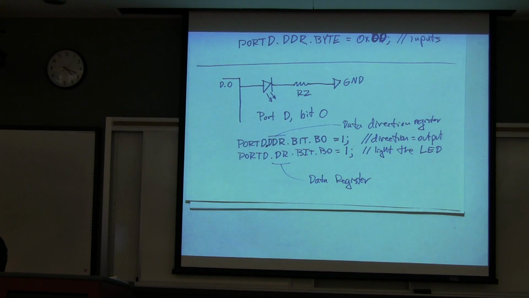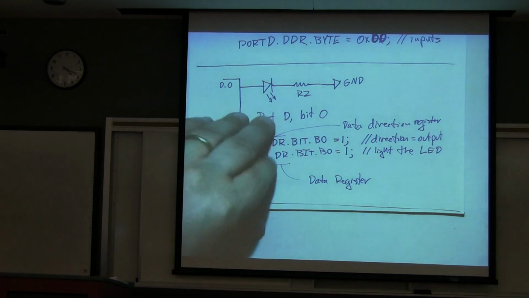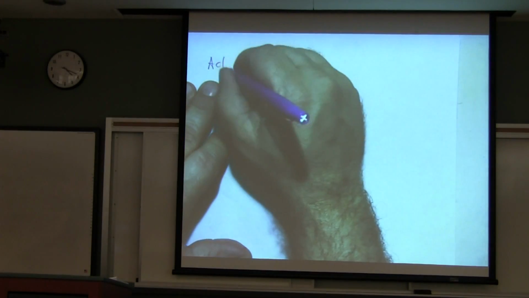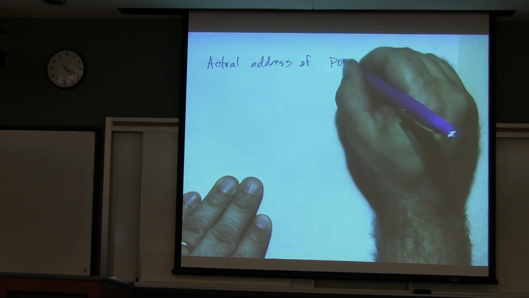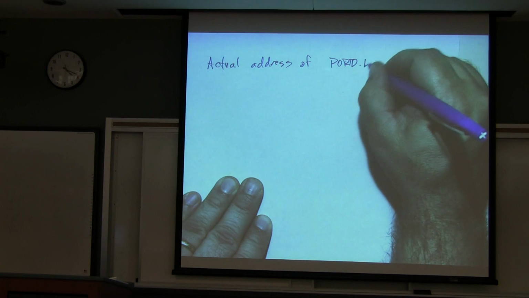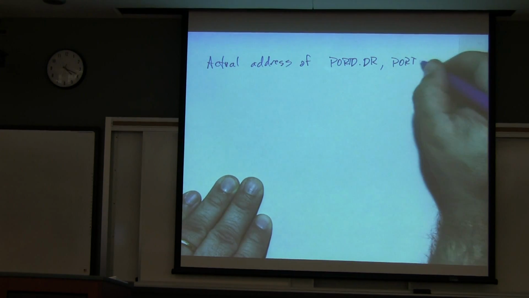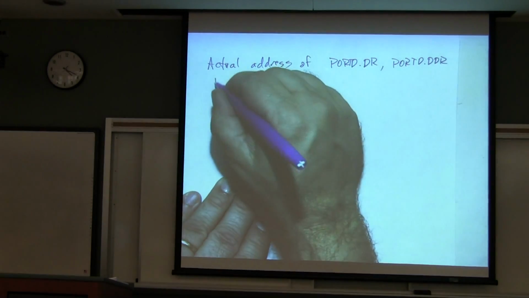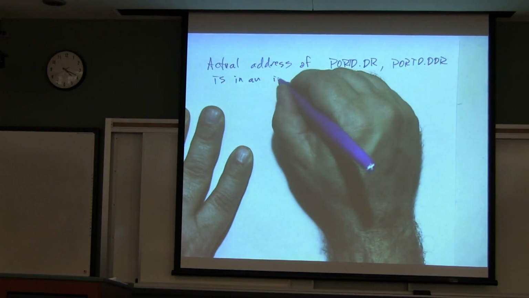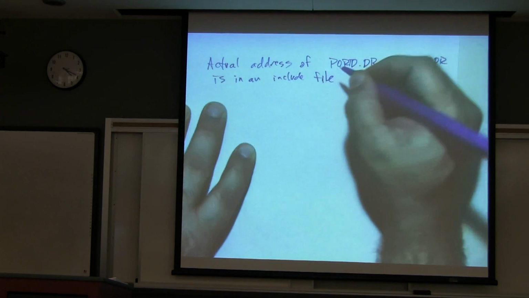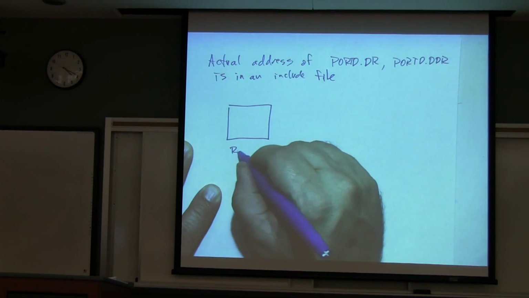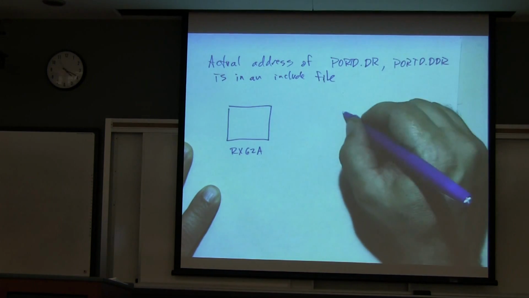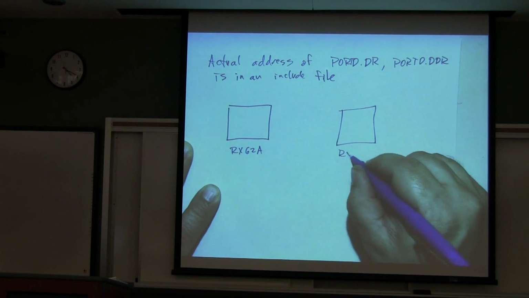Now notice what you don't have here. You have no idea what the address is, do you? So the actual address of port D.dr and port D.ddr is in an include file. Because imagine this. Let's say I have this wonderful part, and this is the RX62A, and I have this wonderful one here called the RX62N.